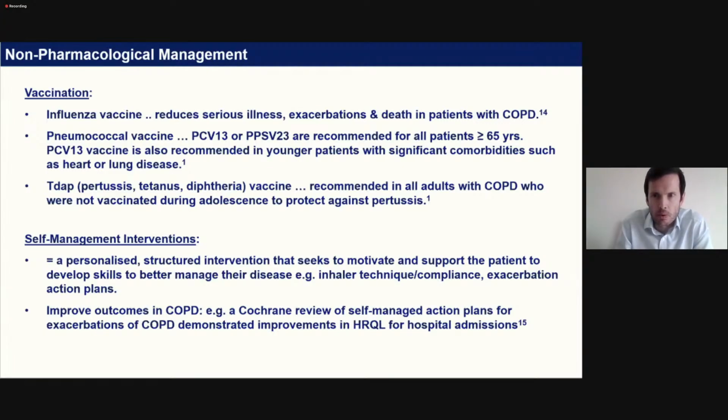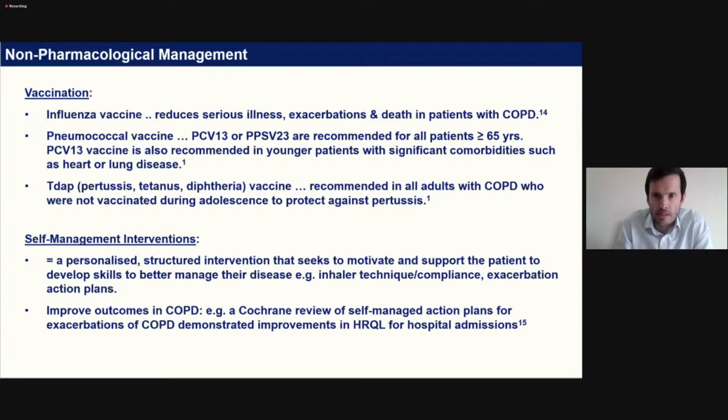Interestingly, the most recent GOLD report now includes a recommendation from the CDC in the US that the Tdap vaccine, or pertussis tetanus diphtheria vaccine, should be administered to all adults with COPD who are not vaccinated during adolescence to protect them against pertussis or whooping cough.